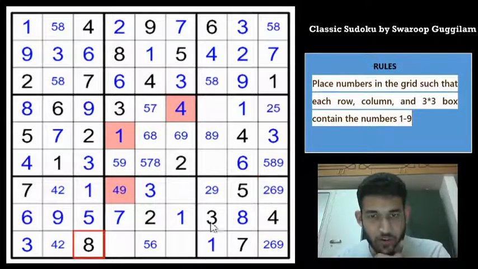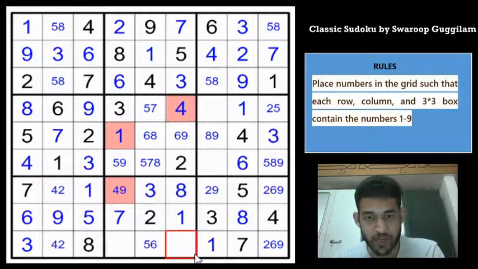So now if you look closely, 8 has only one cell left in row 7. And it has to go here. So this must be an 8. So 1 to 8, 3, 4, 5 and 7. Remaining digits are 6 and 9. Let's pencil mark them.